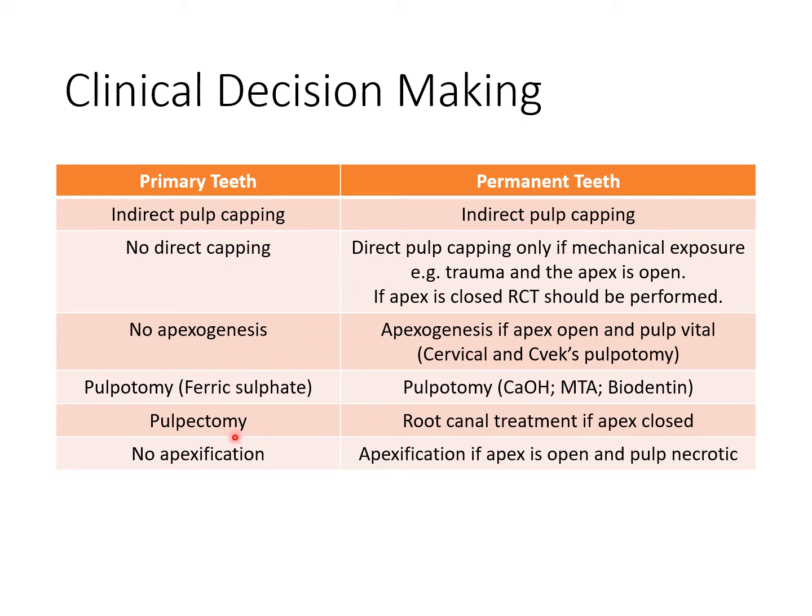All right. Then of course you can do pulpectomy in primary teeth, and the parallel treatment is root canal treatment in permanent teeth when the apex is closed. But when the apex is open, then you have to perform something called apexification. But you cannot do apexification in primary teeth.